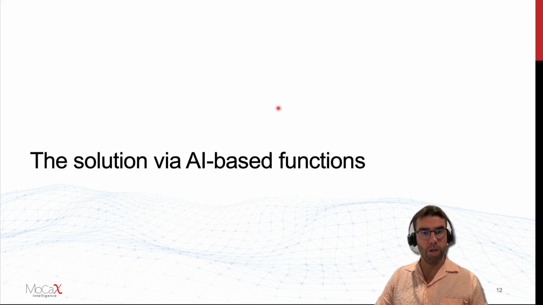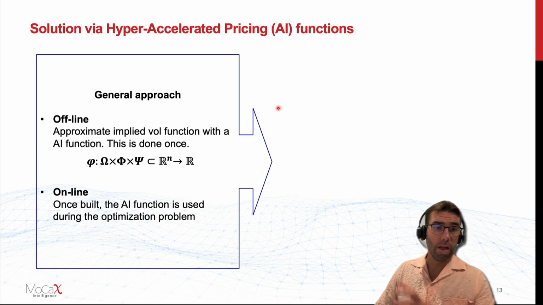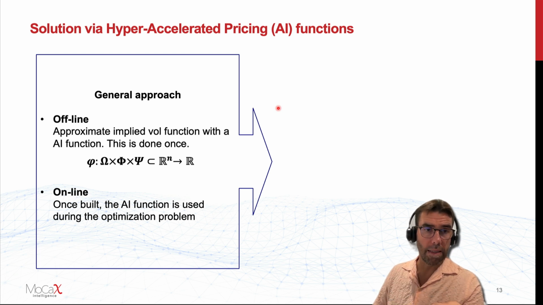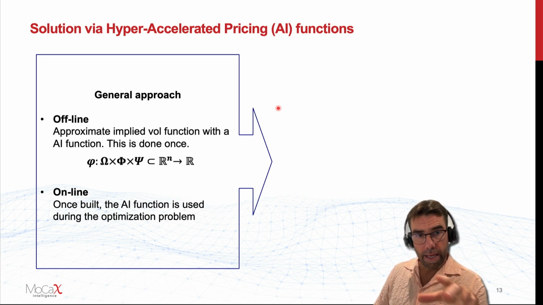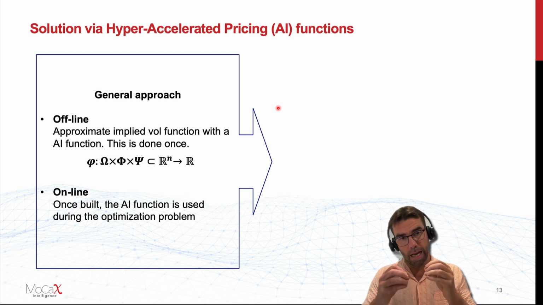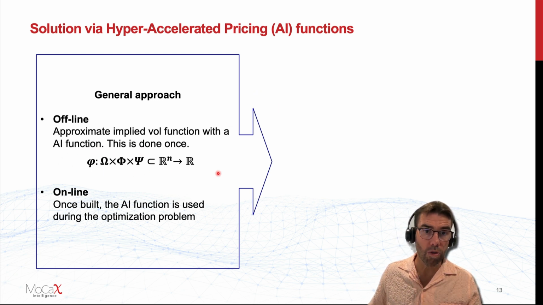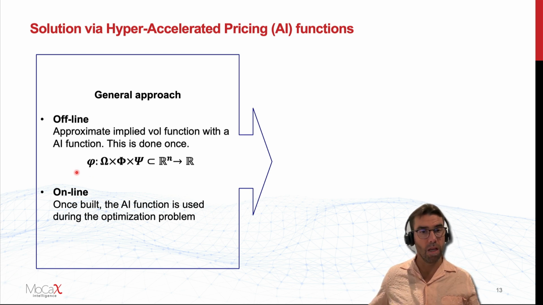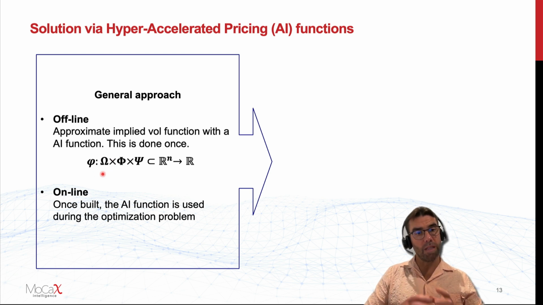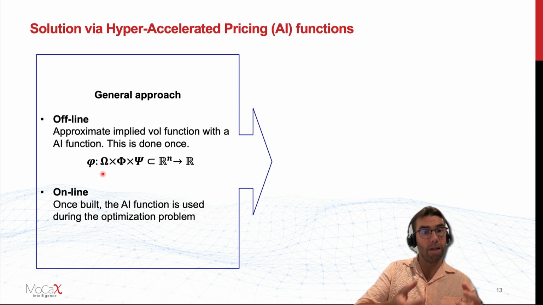Let's talk now about the solution using a machine learning method. The general approach is the following. There are two steps in the solution, one that is sometimes called offline and another one that is sometimes called online. In the offline stage, we're going to calibrate an AI function to replicate the pricing function that we are going to use later in the calibration. For that, we have to sample the space of parameters and obtain a machine learning function that has good accuracy and replicates the original function.